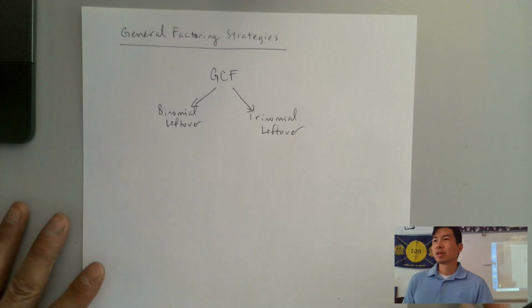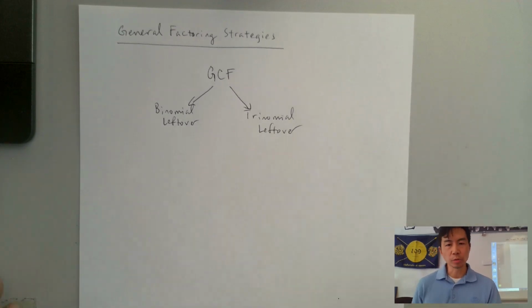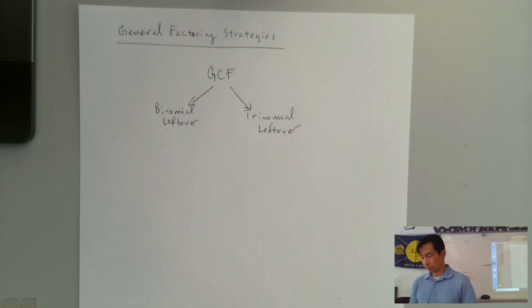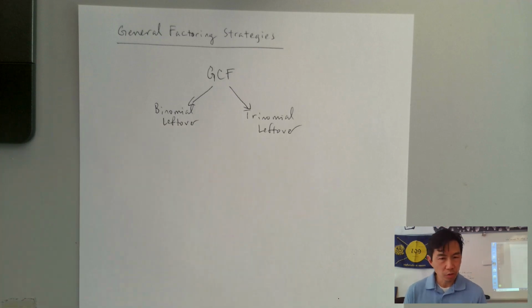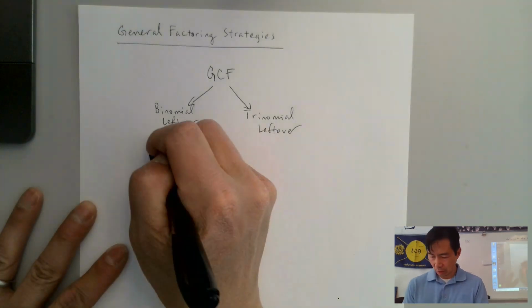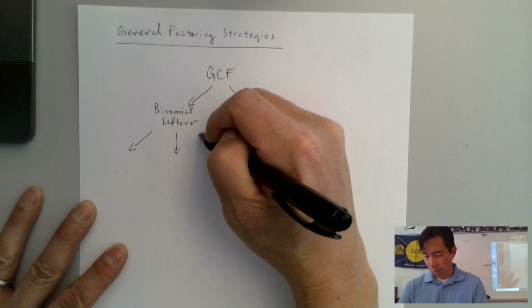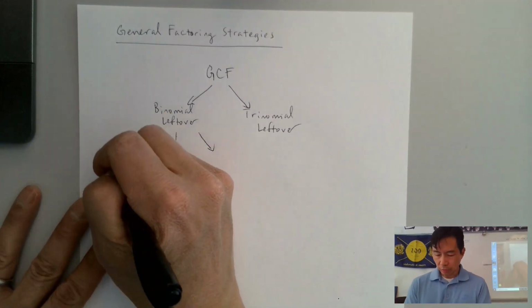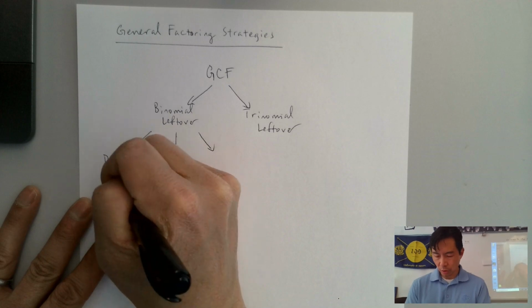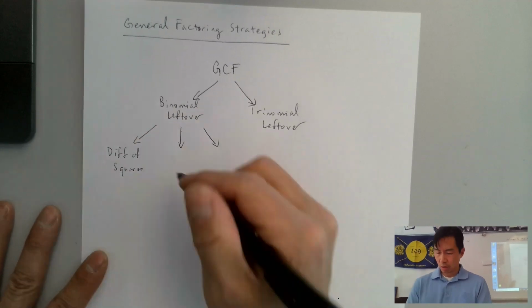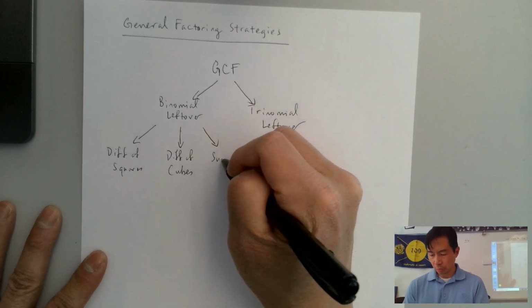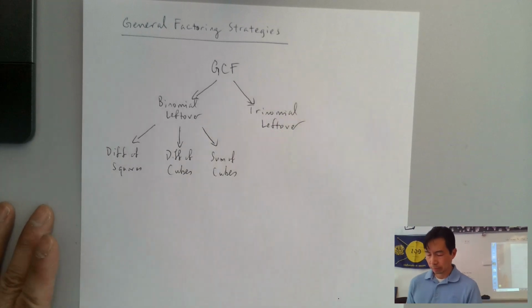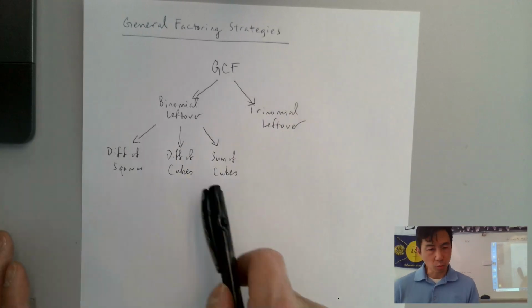I'm going to, just for now, not worry about 4-term polynomials. So just binomials and trinomials. Okay, let's say the leftover is a binomial. If the leftover is a binomial, we have several possibilities. 3 to be exact. The leftover could be a difference of squares, or a difference of cubes, or a sum of cubes. There's no such thing as a sum of squares.